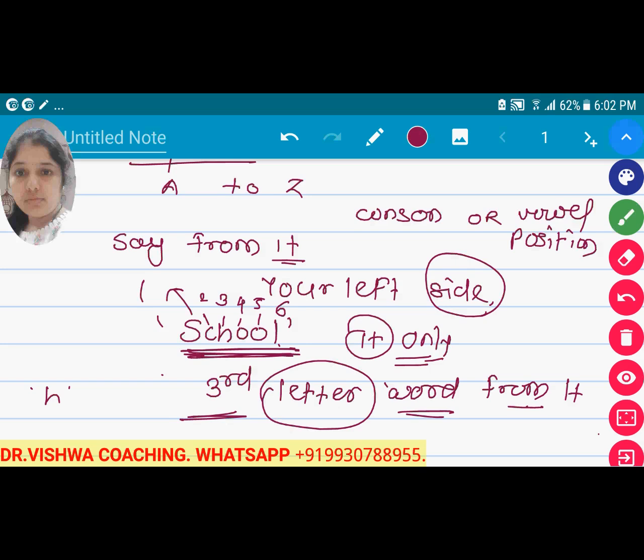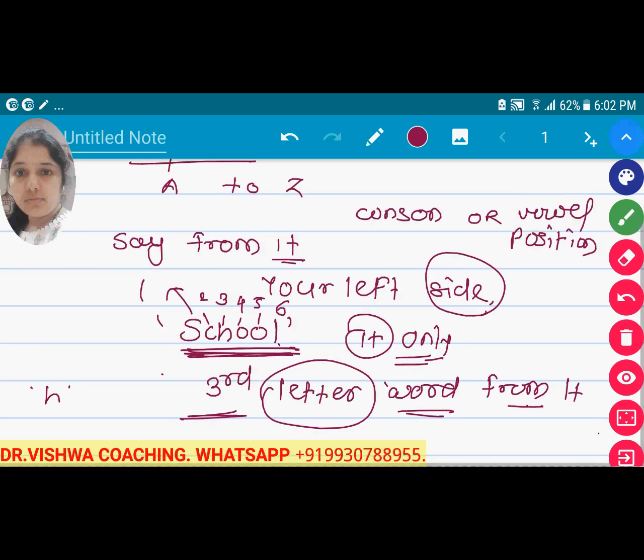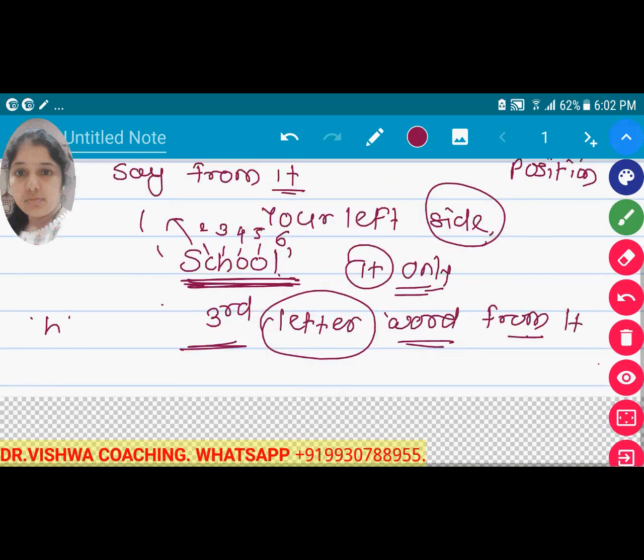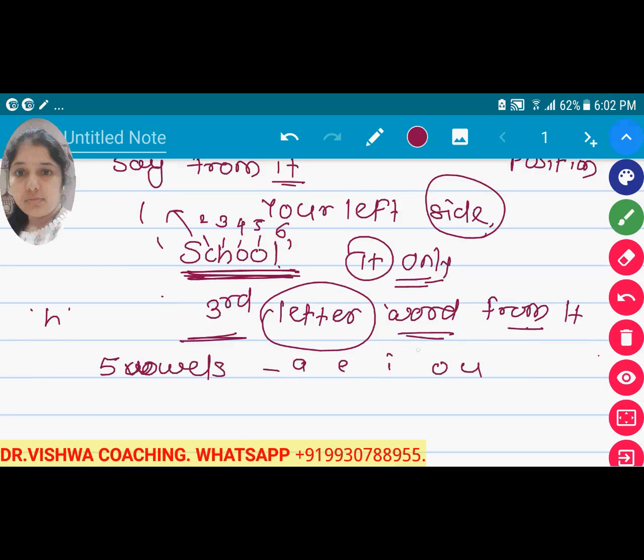You must know how many vowels are there in the English alphabet. We all know there are 5 vowels: A, E, I, O, U, and the rest all are consonants. They are 21 in number.